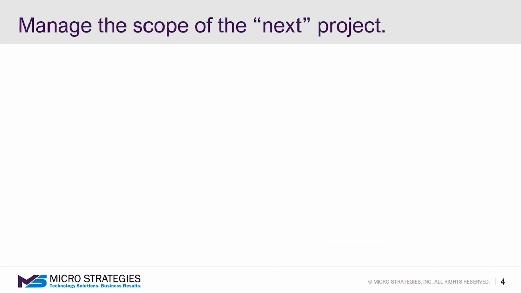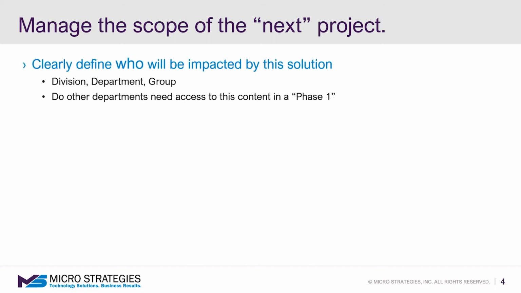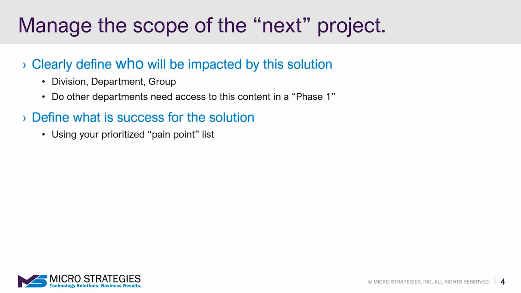So let's manage the scope of the next project. Now, the next project could be the replacement of a legacy solution, or it could be the implementation of a brand new solution where one does not exist. Either way, clearly define who will be impacted by this solution. The division, department, or group, and do other departments need access to this content in a phase one, so interdepartmental dependencies. Define what is success for the solution and use your prioritized pain point list. Create a list of critical success factors that you can revisit during the life cycle of the project to make sure you're staying on track with, well, why you did it.